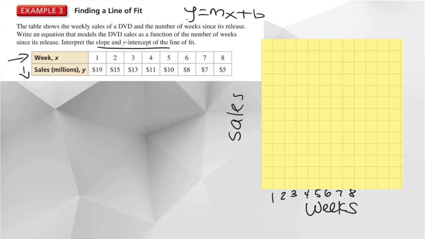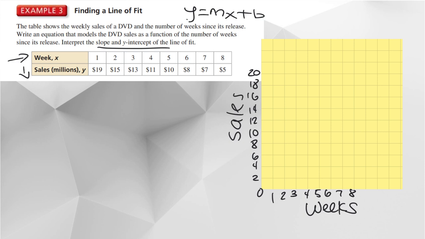We have 19 to 5. So I'm going to count by 2s. Remember, we start at 0. So I'm going to use intervals of 2, 4, 6, 8, 10, 12, 14, 16, 18, and 20. If you're up for it, you can always do 1 through 20, but it's easier when you condense them, okay?